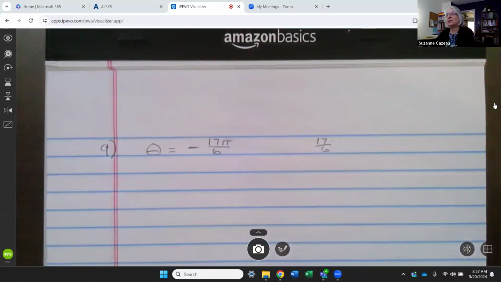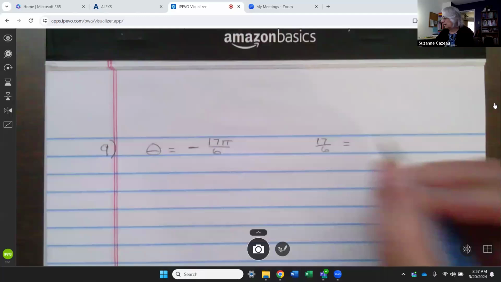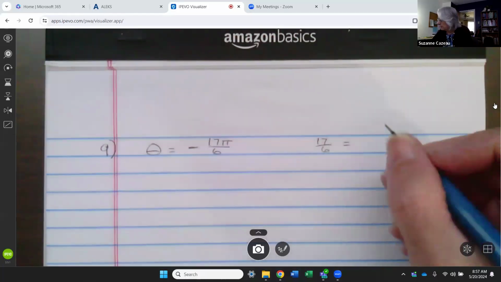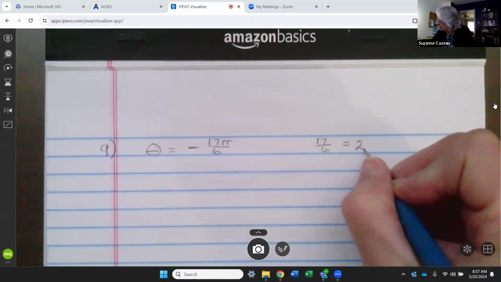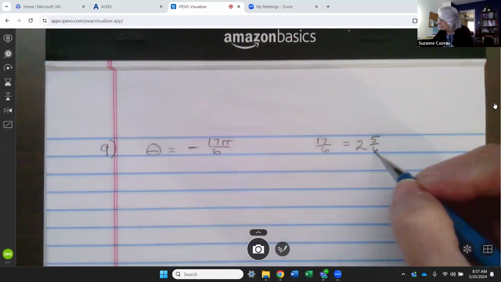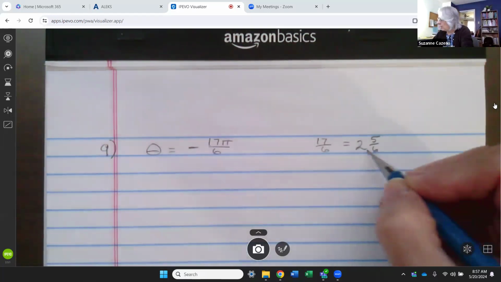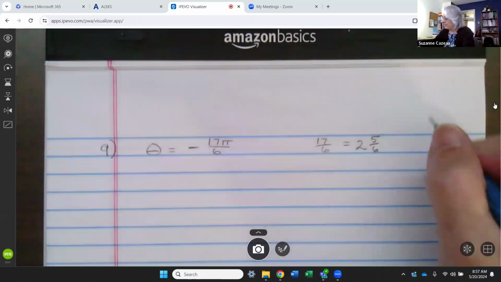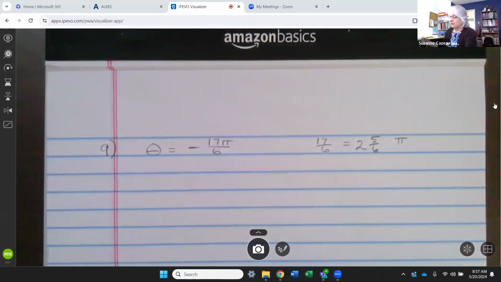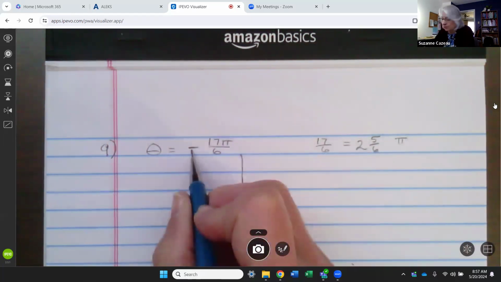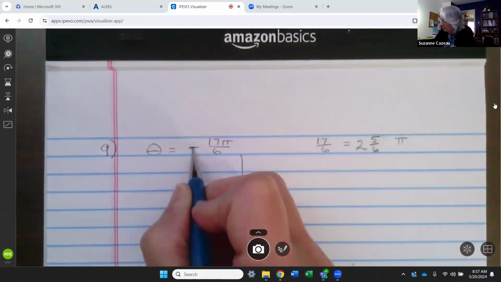6 goes into 17 how many times? Well, 6 times 3 is 18, so that's too big. So it has to be 2, and then there's 5 left over. Right, so you can say 12, 13, 14, 15, 16, 17 as a double check. Okay, so 2 and 5/6 pi, right? So this tells me what direction, and this tells me how far.